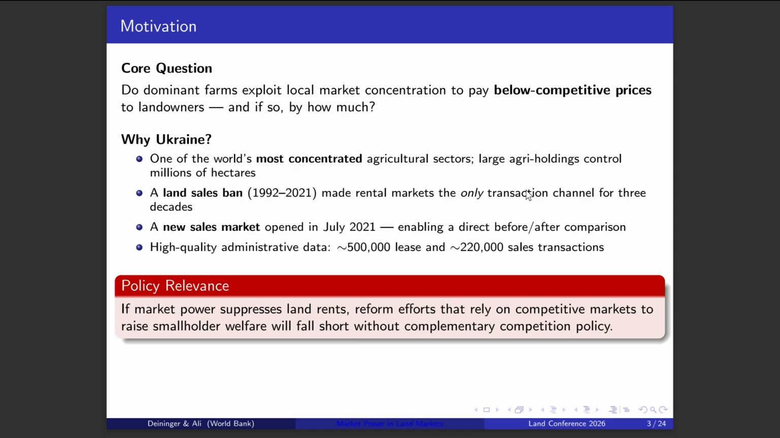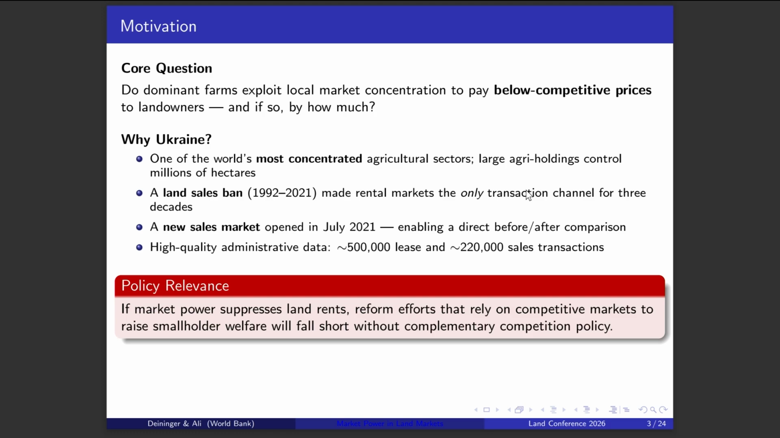But the restriction was partially lifted in July 2021, and then it was lifted for legal entities in January 2024. So this creates a sales market, and we have high quality administrative data, over 500,000 leases and over 200,000 sales transactions, for this analysis.